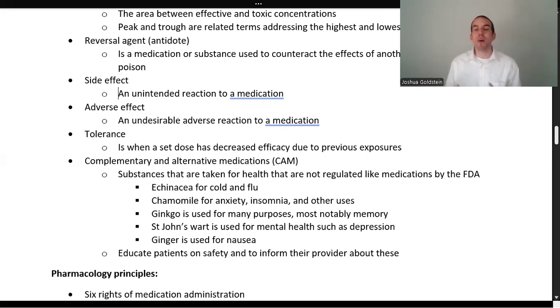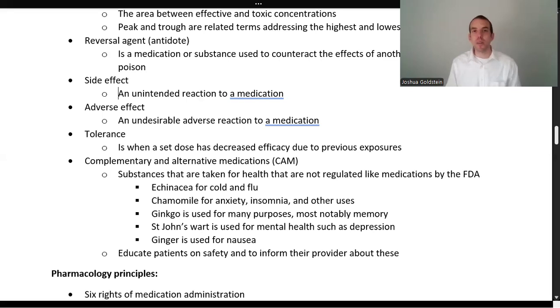And it tells me if I'm in the right range of where I'm supposed to be. Next, we have a reversal agent, also known as an antidote. This is probably self-explanatory. This is a medication that's given to counteract the effects of another medication or of some harmful substance or poison. So we do have lots of reversal agents. The most famous one by far is Narcan, which is naloxone.